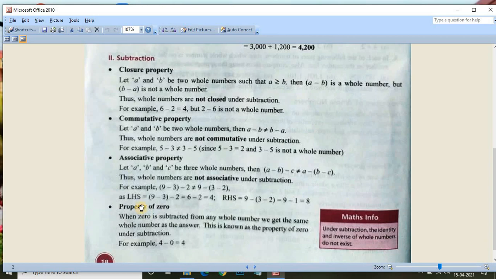As you can see clearly, the answer is given. Here it comes to 4 on the left-hand side, and the right-hand side becomes 8, so there is a difference in these two answers. Now come to the property of 0. When 0 is subtracted from any whole number, we get the same whole number as the answer. This is known as the property of 0 under subtraction. For example, 4 minus 0 equals 4.